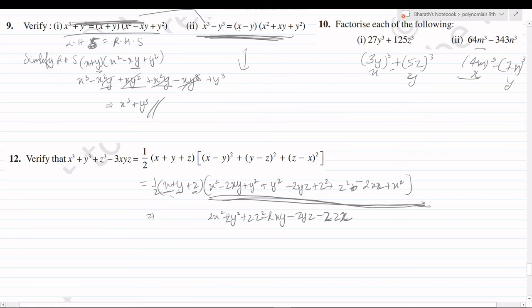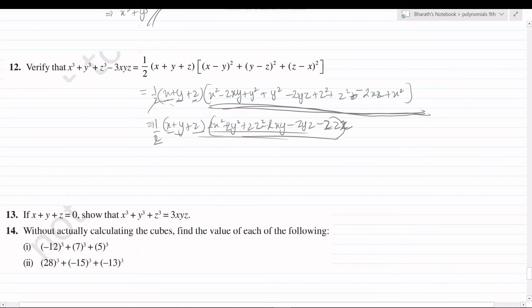Here you'll take 2 common out and cancel it with this. Then you have to multiply that again. And again you should multiply this thing with the whole, this thing with the whole, this thing with the whole. Then you're done. You'll get at last this value. Then you verify. Then you have to write LHS is equal to RHS. This is the last declaration. Hence verified.